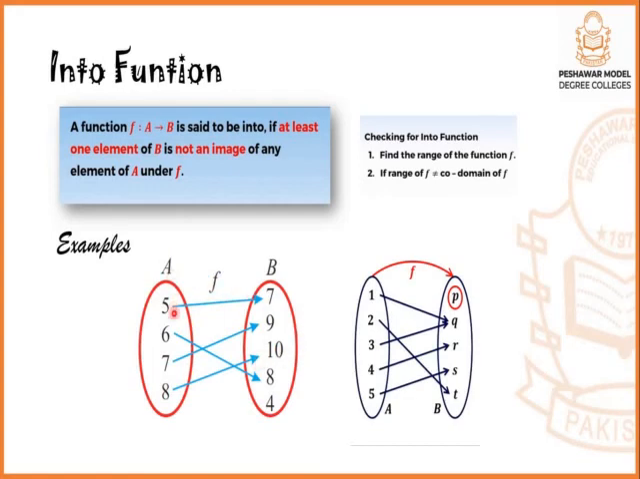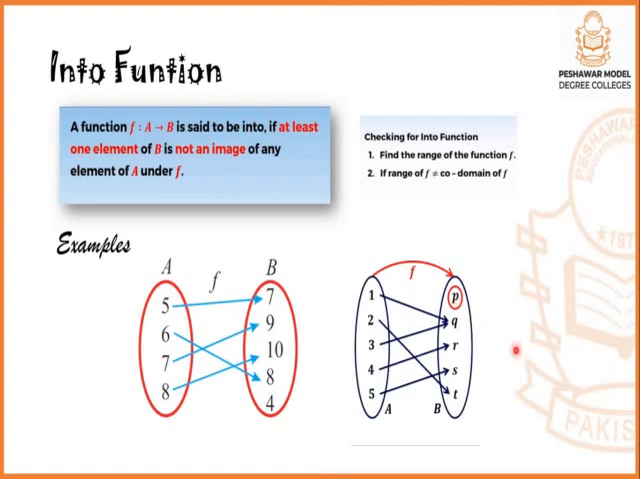A set has the elements 5, 6, 7 and 8. This is the domain. And B set has elements 7, 9, 10, 8 and 4. This is the codomain. And only 7, 9, 10 and 8 have pre-images. It means that the range is 7, 9, 10 and 8. Now the range and codomain are not equal. It means that the function is an into function. In the second example, the range is Q, R, S, T and the codomain is P, Q, R, S, T. Codomain and range are not equal. It means this is also an into function.